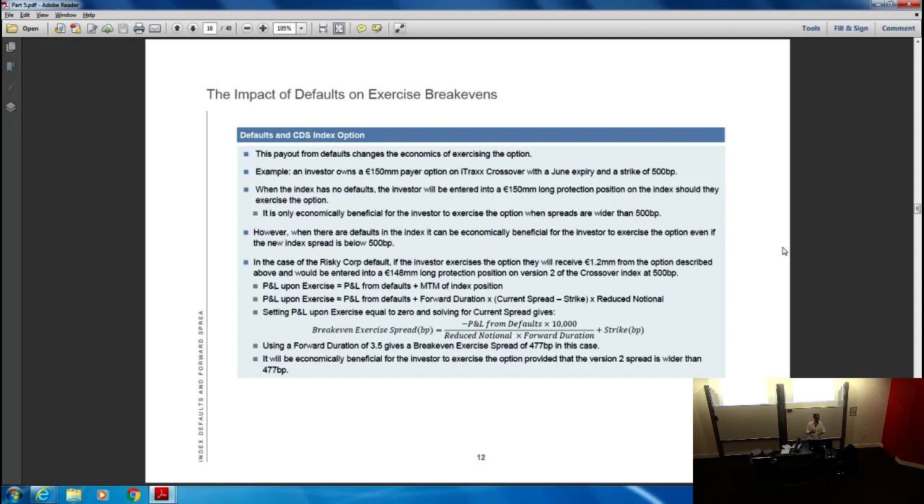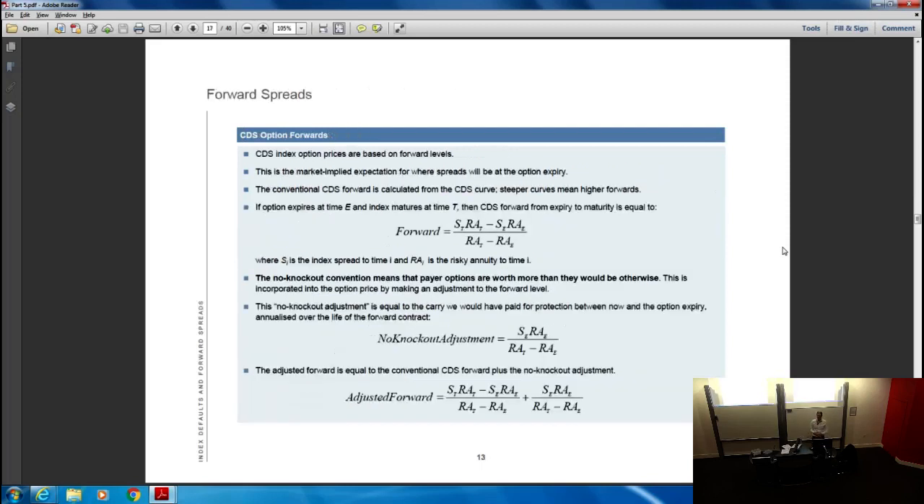So the option basically gives you not just protection starting from the expiry of the option, not just from June, it actually gives you protection starting from today. Okay? So you are protected against defaults in the underlying index starting from today up until the expiry of the option, and then you get into the index position itself. So that sounds very nice, and that's great. You're a buyer of protection. Not only do you get the spread widening, but you also get any defaults in the index as well.